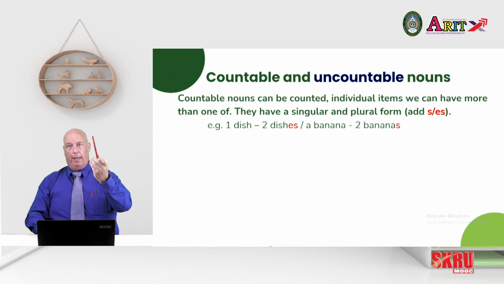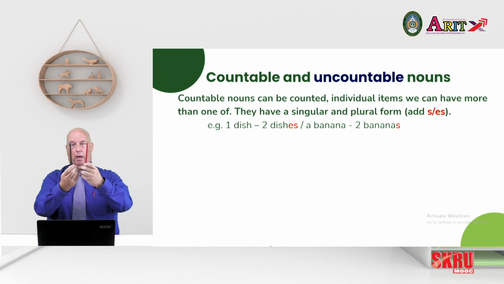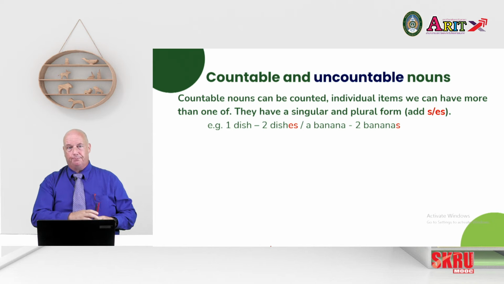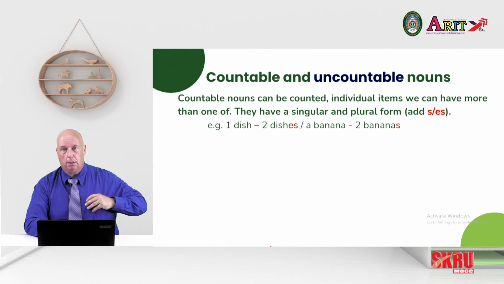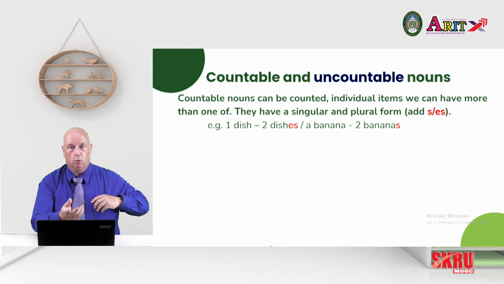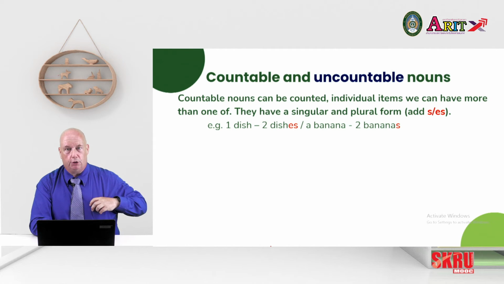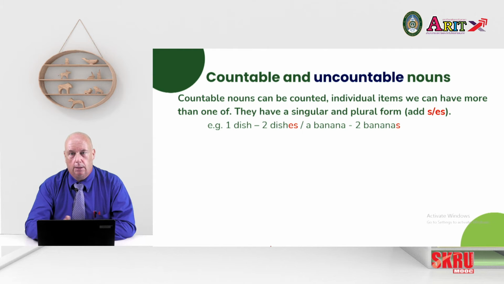For example, I have a pen. I have another pen, 2 pens. So countable nouns have singular and plural forms. For example, 1 dish or 2 dishes, a banana, 2 bananas. You see we add s or es to the end of the plural nouns.